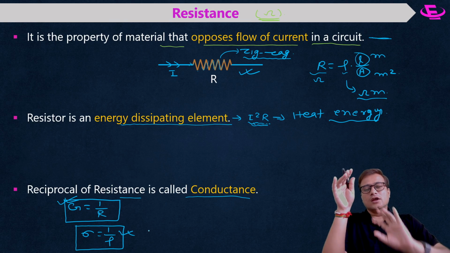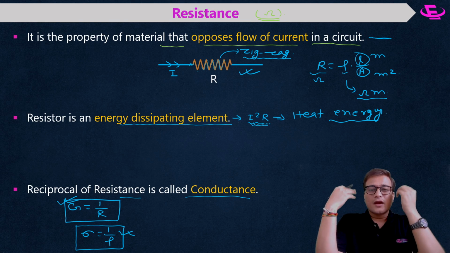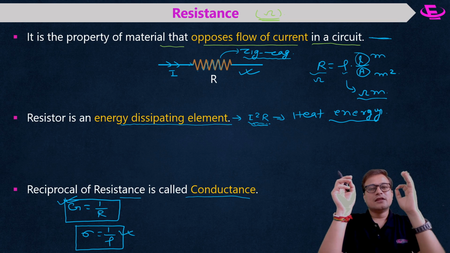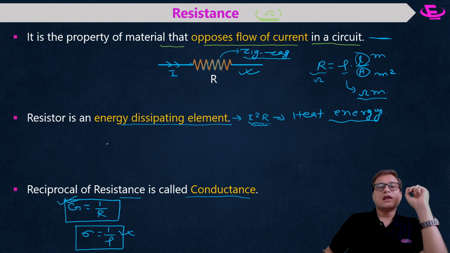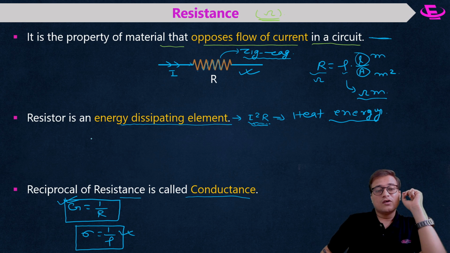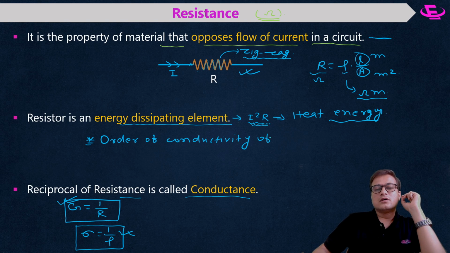Now, if the conductivity of a material is high, it means that material is a good conductor of electricity. So which material has the highest conductivity? I am writing the order of conductivity of some materials.